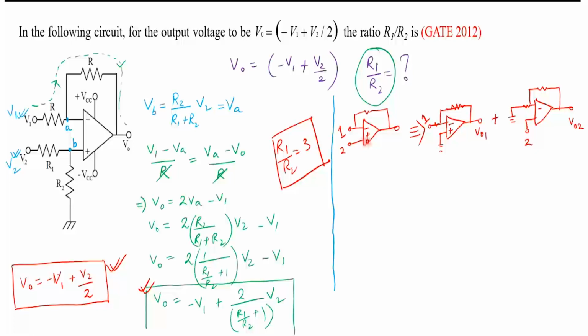Then the net output you can take as a sum of two outputs. In one case you apply the input here, ground the other one, and calculate the output. Next, ground this input, apply the input here and calculate the output. Then you can write the net output V0 as V01 plus V02. You can write it like this. This is also another trick to solve faster.